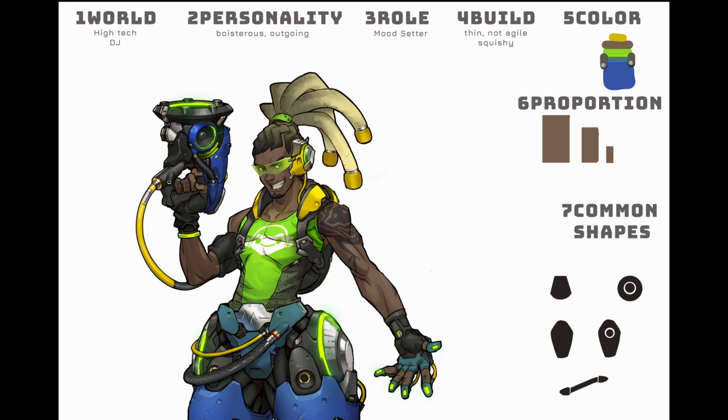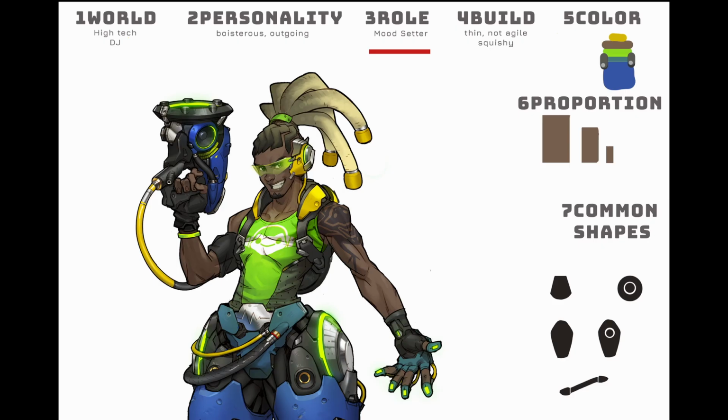First we have our world. So what is the overall world that the character lives in, and then culturally, what is their world? So Overwatch, he's in a high-tech world, and then his role, his occupation in that world is as a DJ. What's his personality? Well, based on his pose, he seems to be boisterous and outgoing. What is the role that he plays in the games?